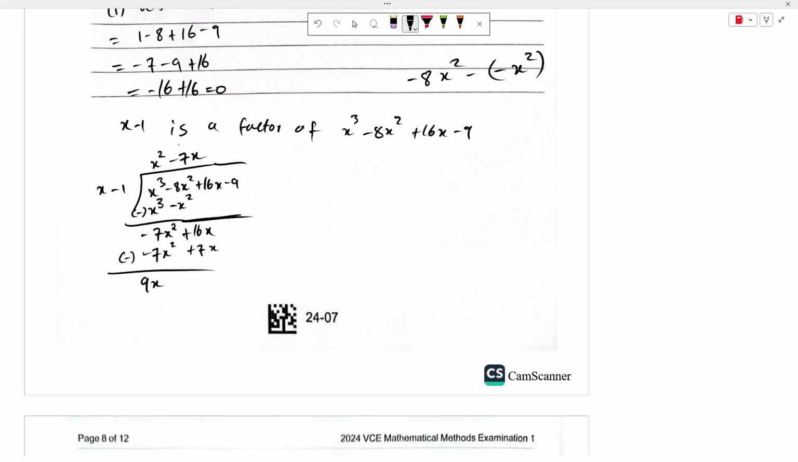To get 9x, we can bring down the minus 9. And the final term is going to be plus 9. And so 9 times x is 9x. Minus 1 times 9 is negative 9. Taking away those two, we just get 0.